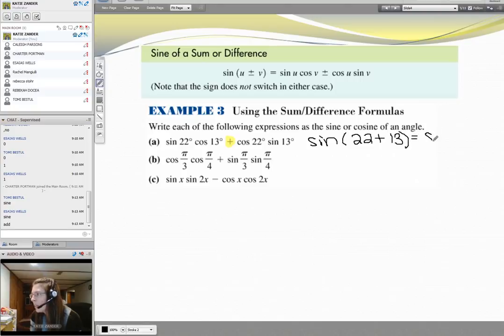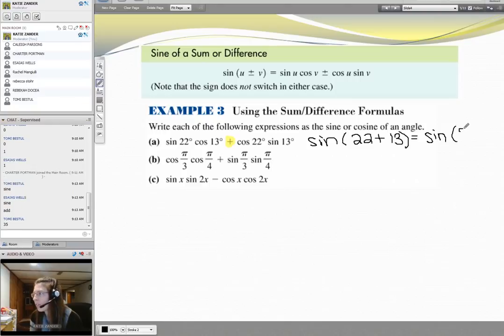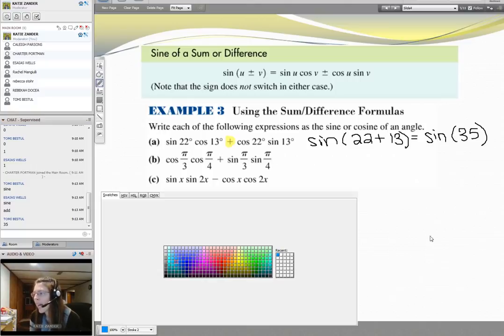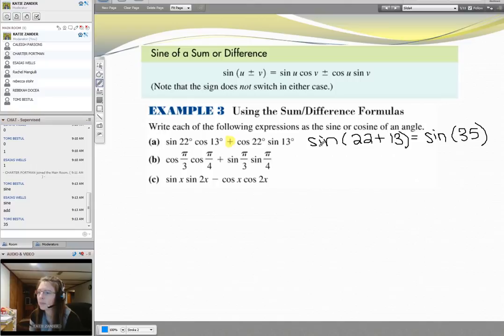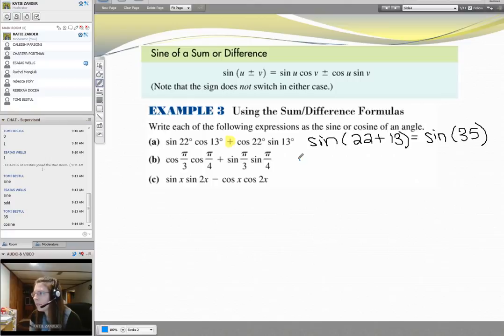What does that equal? 22 plus 13 is 35. So essentially they were looking to find the sine of 35 in part A. All right, what about part B? Are we using sine or cosine formula there? Cosine, yep.